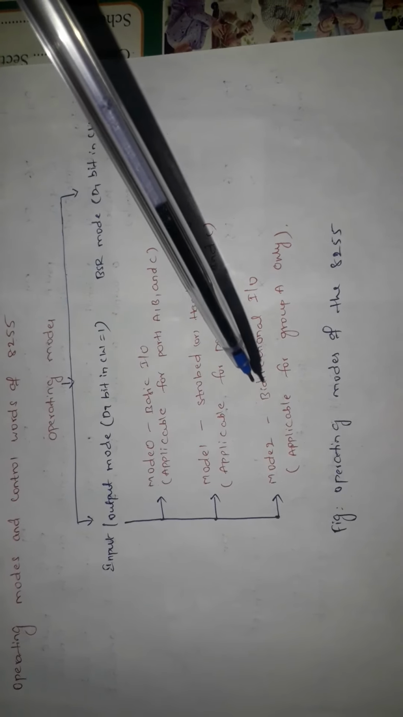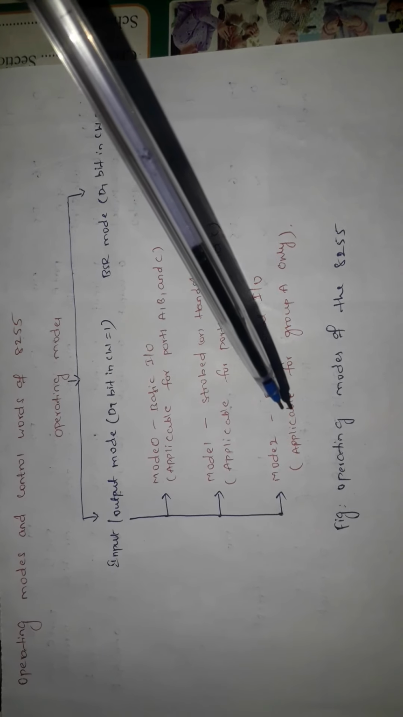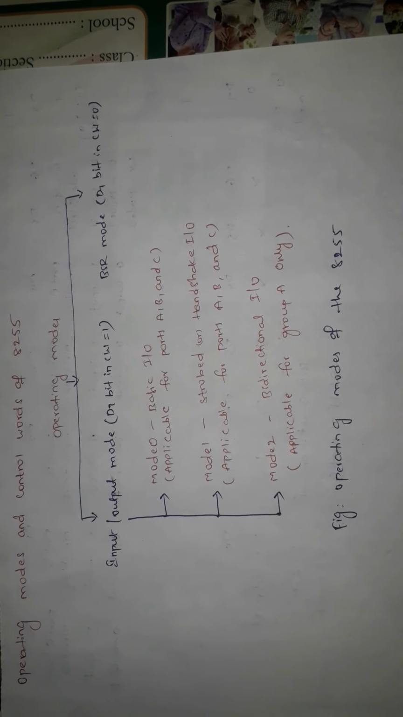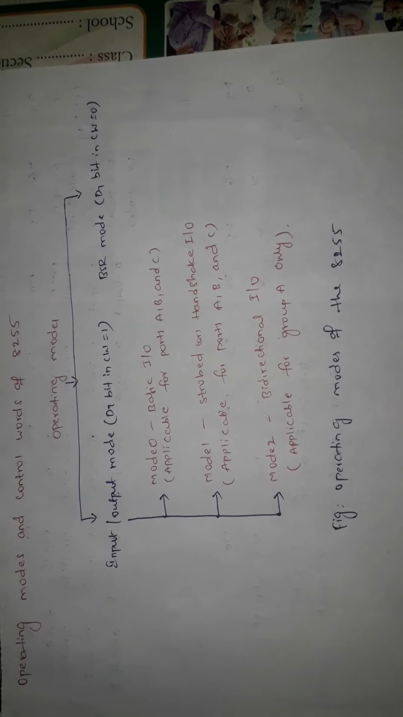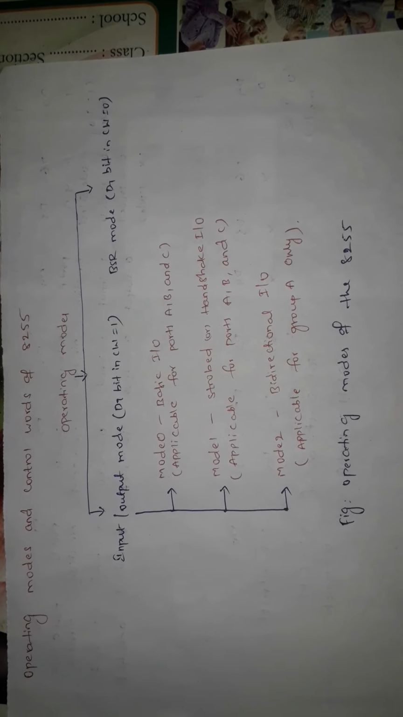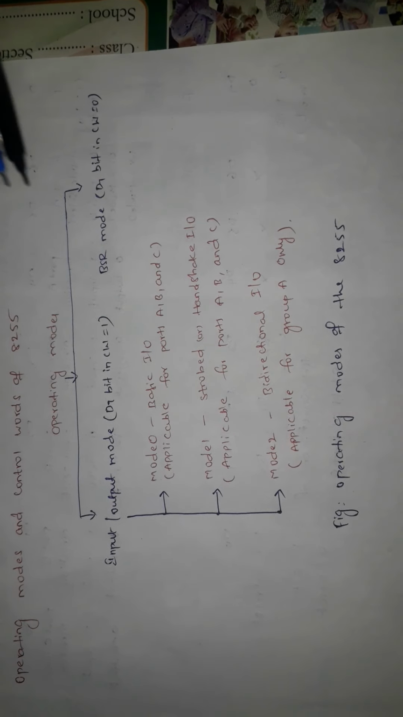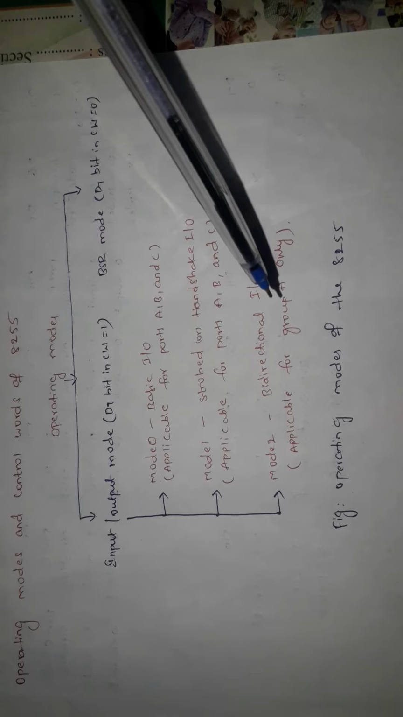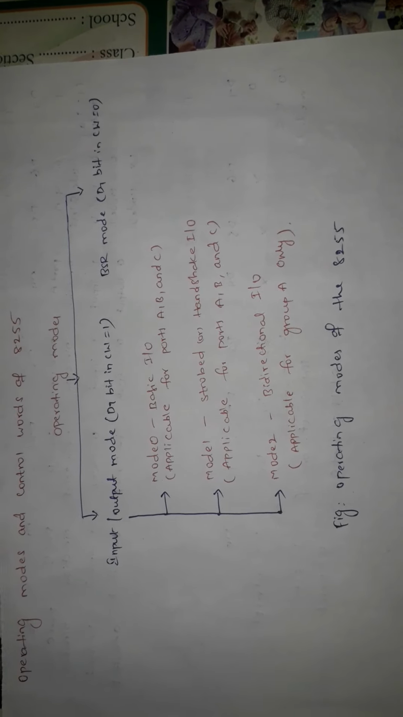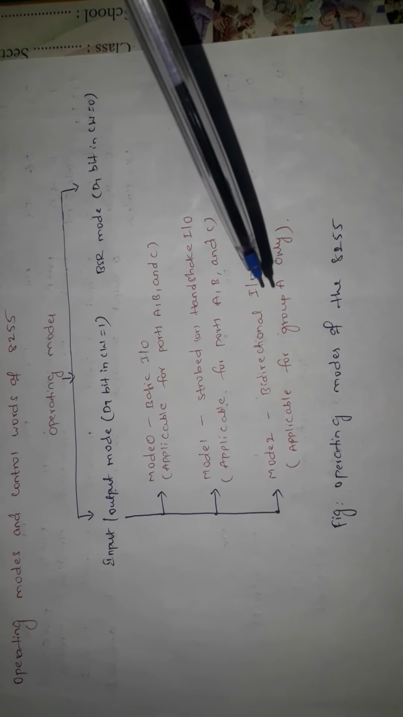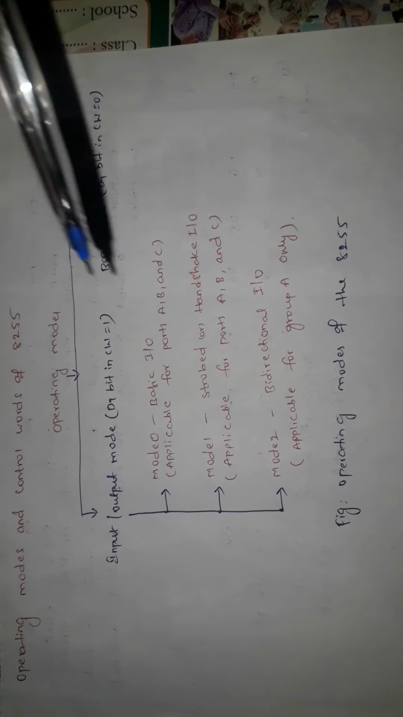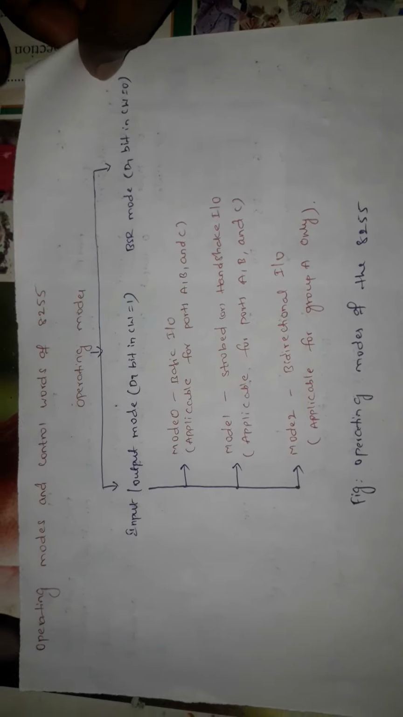Similarly, mode 2 is applicable to group A only, that is port A and port C upper pins. Port A is used as bidirectional IO in mode 2, and port C upper is used to generate the control signals in bidirectional IO mode, that is mode 2. Now let us look at the control word formats of 8255.